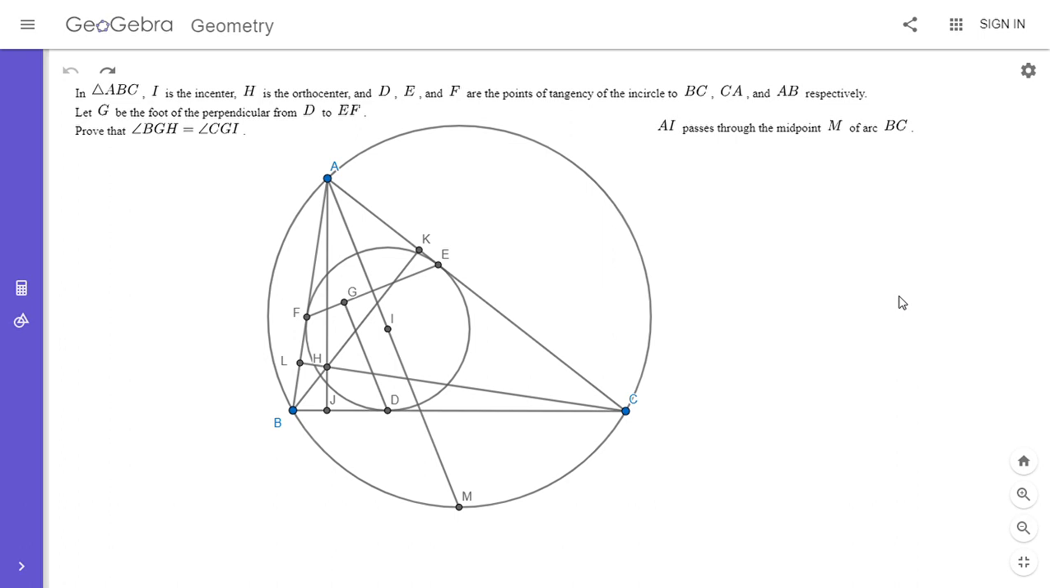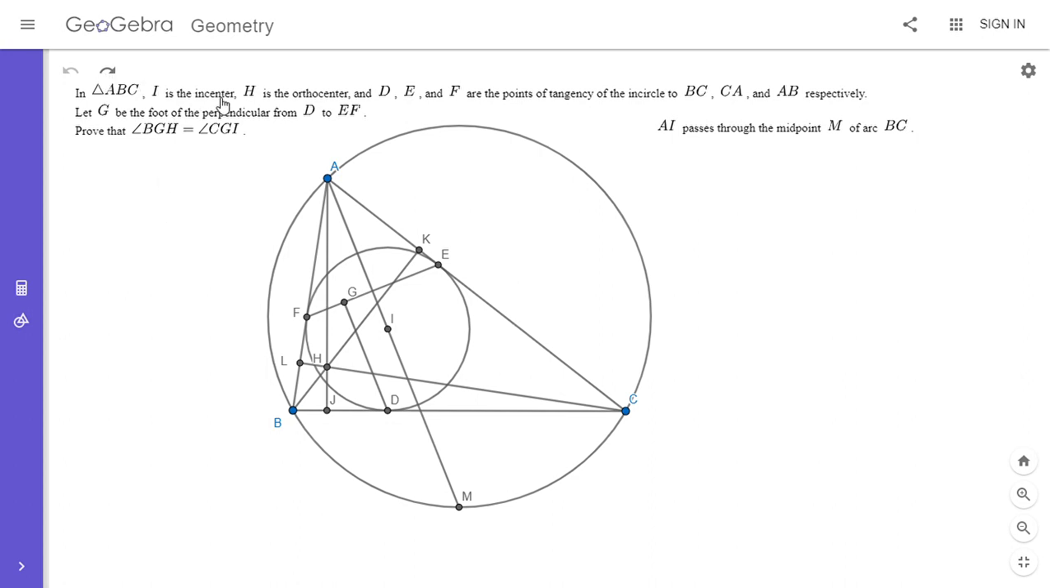This one was sent to me by a viewer of my channel from Vietnam, and it looks like a really simple problem, but I had a lot of difficulty with it. So I'd be really interested in if any of you have a different solution. And if you'd like to try to solve it, feel free to pause the video.